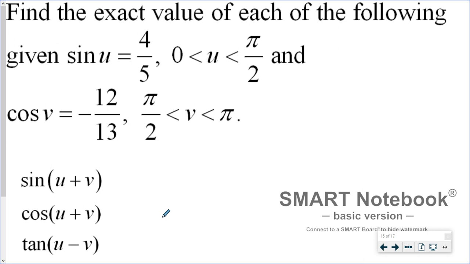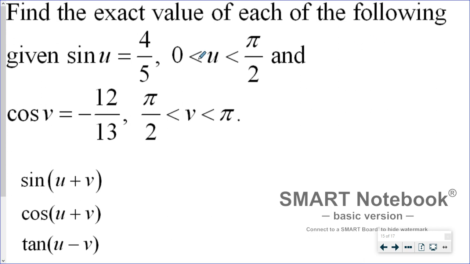This looks hard. It's not. Okay. So given sine of u is equal to 4/5 and that u is between 0 and pi over 2, and that cosine of v is equal to negative 12/13 and that v is between pi over 2 and pi, find the following. Okay. So what we're going to do here is we're going to make triangles.